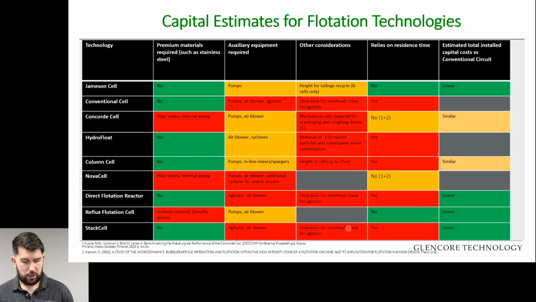The Hydrofloat and the NovaCell, we declined to make a comparison because they are specifically targeted at coarse particles. So they are a little bit of a specialized duty, and they often would be in addition to a conventional or traditional flotation circuit. And then your frothless cells, your DFR and your RFC, they both came in lower as well, and your StackCell came in lower because it is a much smaller cell than a conventional cell.